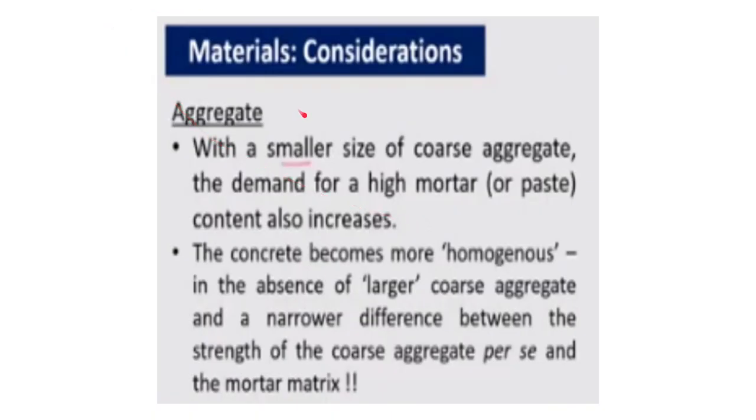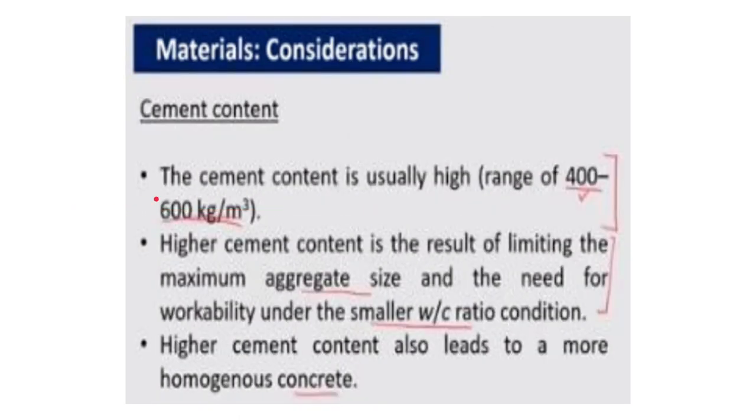In the case of a smaller size of coarse aggregate, the demand for mortar or paste content also increases. If the coarse aggregate content is limited, naturally the demand for mortar content will increase. The concrete also becomes more homogeneous in the absence of larger coarse aggregate, and a narrower difference between the strength of coarse aggregate and mortar mix is observed. Because the content of mortar is increased, the strength will also increase, and therefore the difference between coarse aggregate and mortar will decrease. So that is mainly about coarse aggregate. Now let us see what are the implications of cement content in high strength concrete.